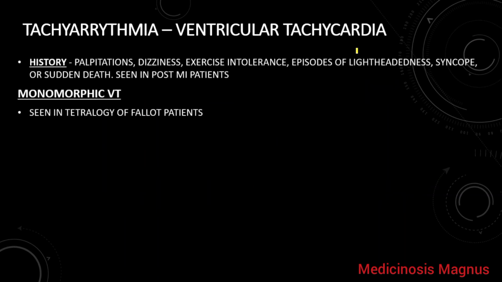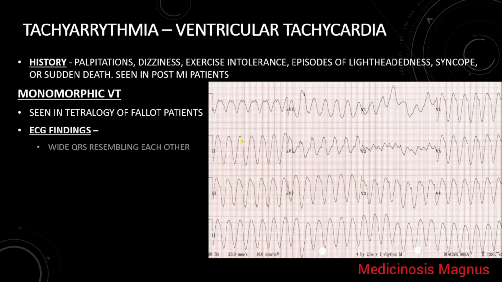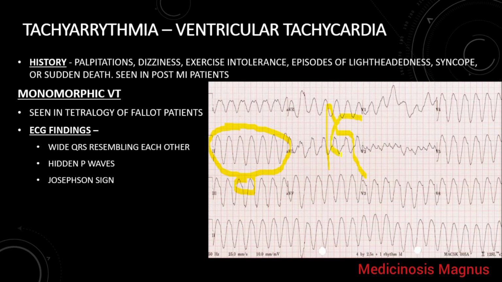Now let's see the types of VT. Monomorphic VT is usually seen in tetralogy of Fallot patients, the congenital heart disease. Those patients could have monomorphic VT. In the ECG findings, we can see wide QRS complexes resembling each other. And then there are P waves, but those P waves are hidden, so we cannot appreciate them. And then the Josephson sign. If you see here, there is a small depression, or a small notch. This small notch is the Josephson sign. Josephson sign is seen in ventricular tachycardia, monomorphic VT.